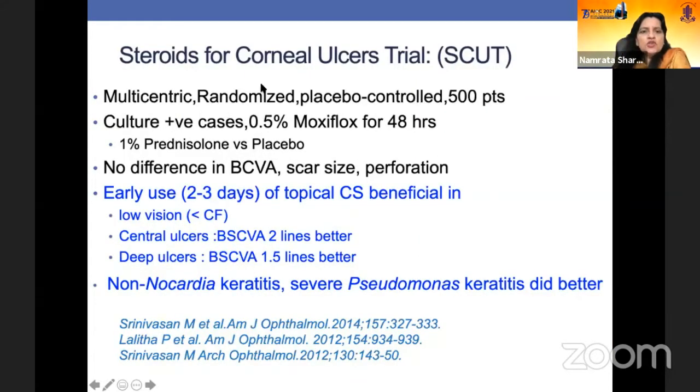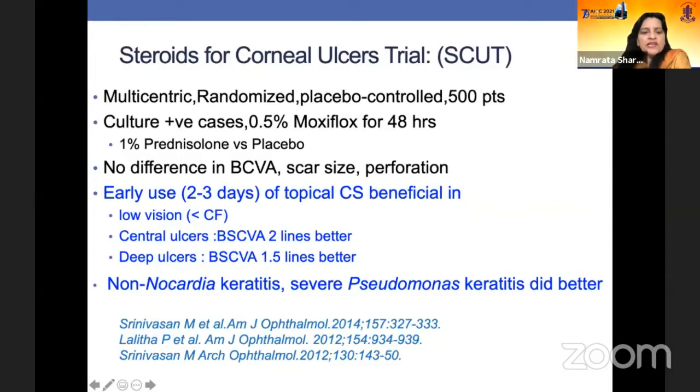Now, the Steroids for Corneal Ulcer Trial clearly showed that you can give topical steroids, and early use of topical steroids is especially beneficial in cases of low vision, in cases of central ulcers and deep ulcers. And non-Nocardia keratitis and severe Pseudomonas keratitis did better when topical steroids were used.